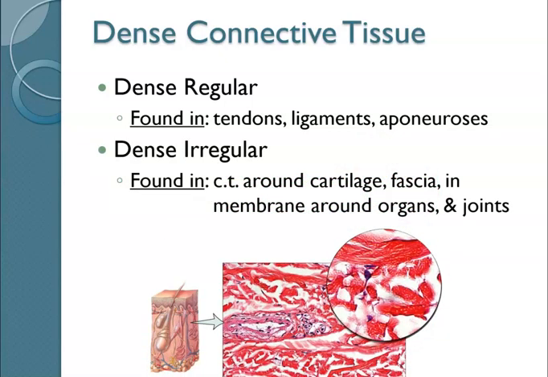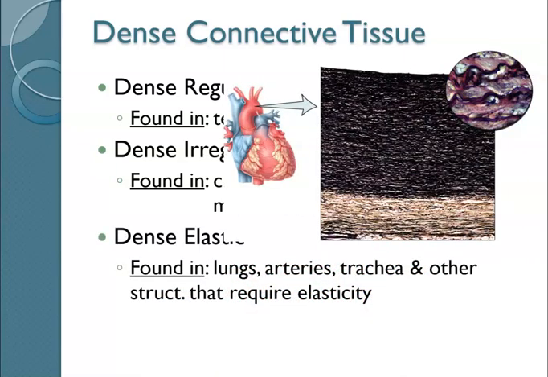Dense irregular connective tissue will absorb strain in multiple directions because the fibers are going in multiple directions. In the next chapter, we'll talk about the reticular layer of the dermis that contains dense irregular connective tissue. So the reticular layer of dermis. The last of the dense connective tissue is dense elastic connective tissue. I know a lot of books just describe it as elastic connective tissue, but keep emphasizing the word dense because we also have elastic cartilage. We don't want to get mixed up with those.